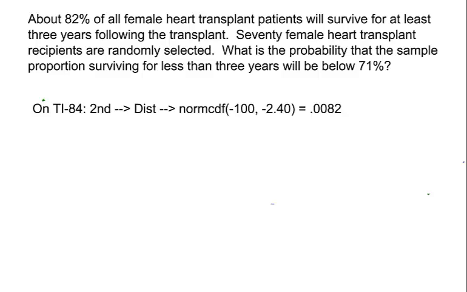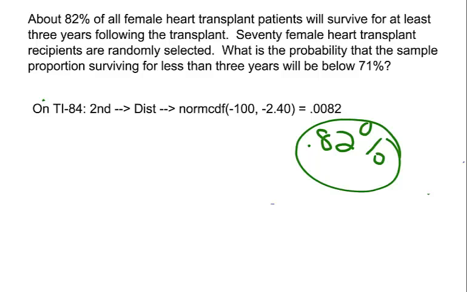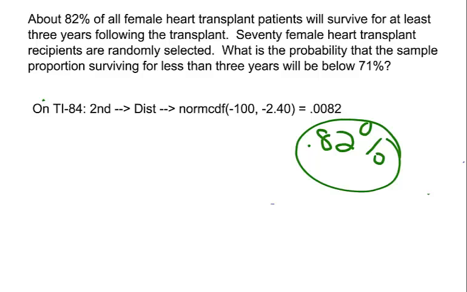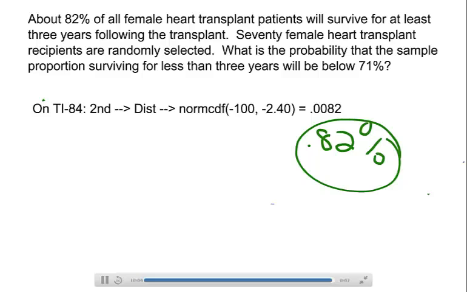Press enter, and it turns out that my probability will be 0.0082, or 0.82% if I convert to a percentage. As you can see, it's extremely unlikely that the probability of the sample proportion of female heart transplant patients surviving for less than 3 years is below 71%. In other words, we can anticipate that it will be significantly higher than that. In our next video, we'll take a look at sampling distribution of the mean.